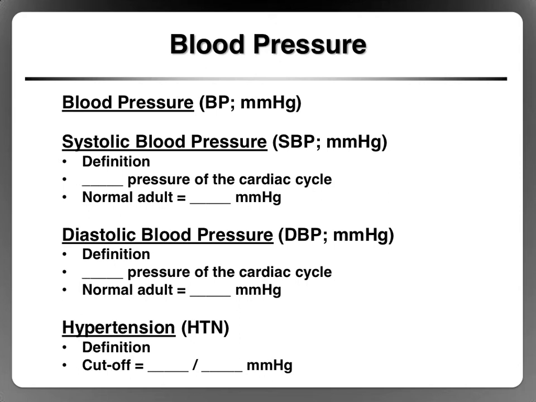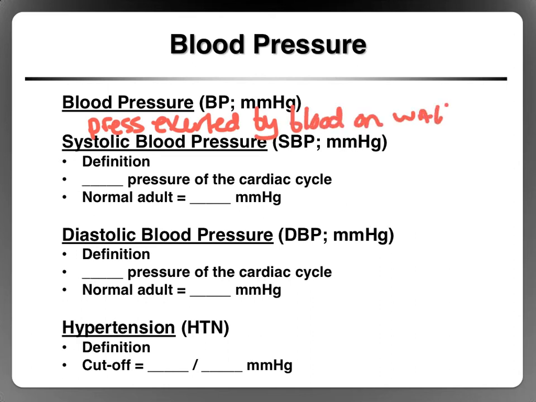All right, some more terms. We're going to talk about blood pressure. Blood pressure is the pressure exerted by blood on the walls of your blood vessels. But when we go to the doctor and get our blood pressure taken, they're specifically looking at the pressure exerted by blood on the walls of your arteries. We often abbreviate it BP, and the pressure units used to measure blood pressure are millimeters of mercury.